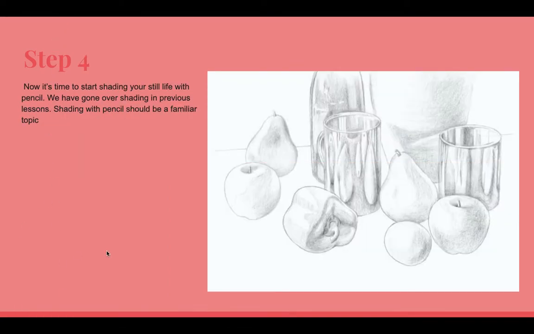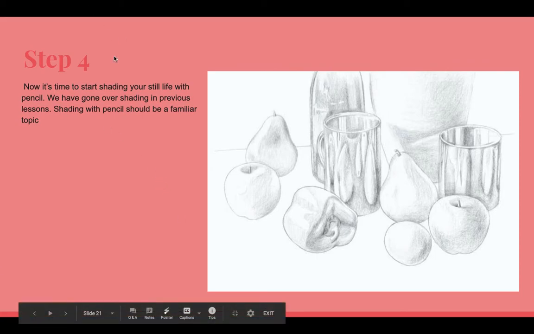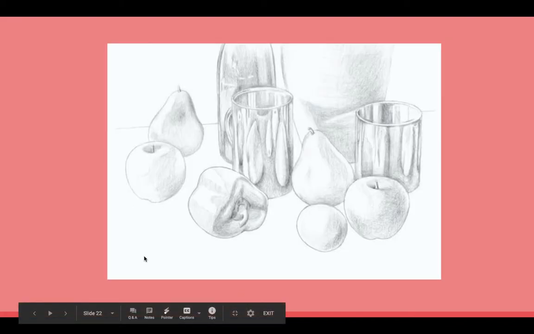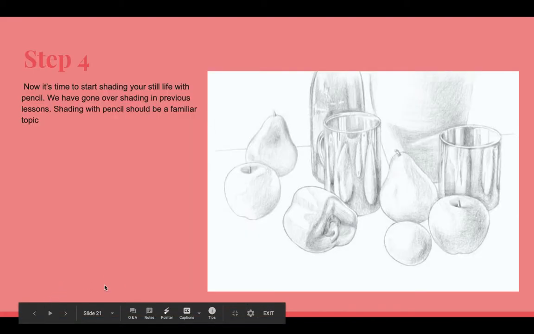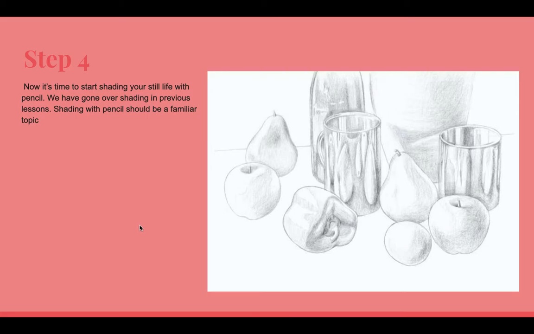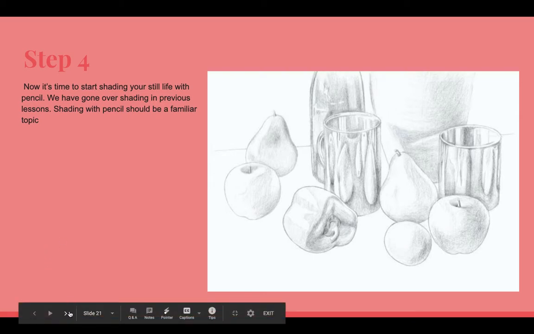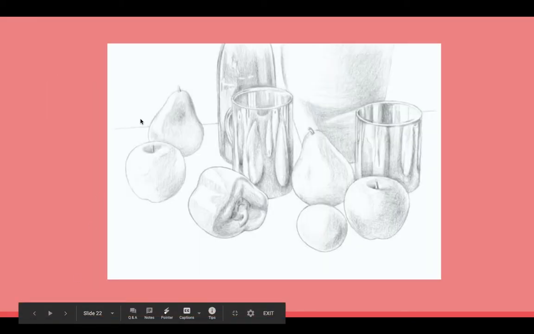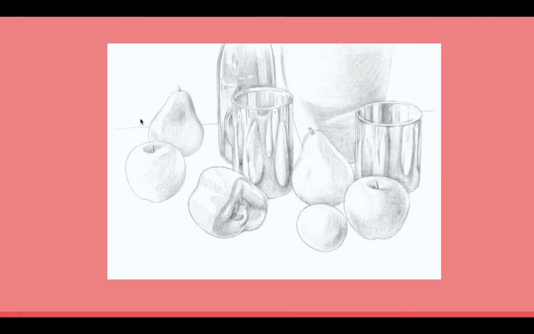And then step 4, it's time to start shading your still life with pencil. We've gone over shading in previous lessons. Shading with pencil should be a familiar topic, and shading is one of the very first things that we went over. If you remember, there was a chart where you took the pencil and went from light to dark. So this is continuing upon that lesson. This is just an example of how we're starting to get more dark and more detailed.